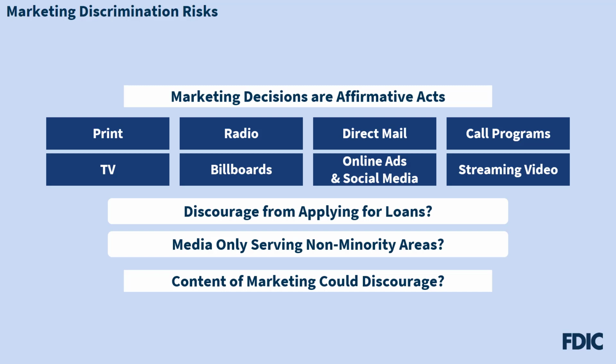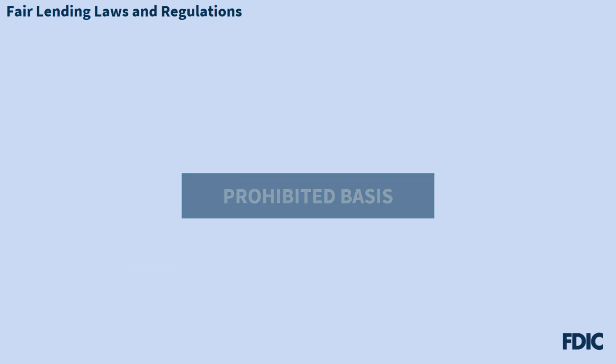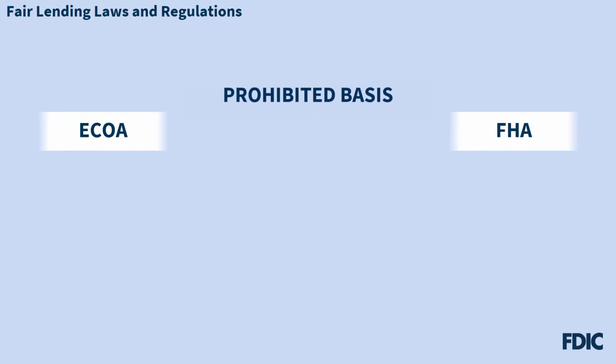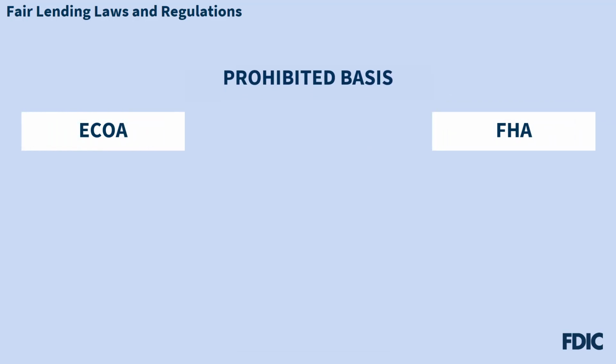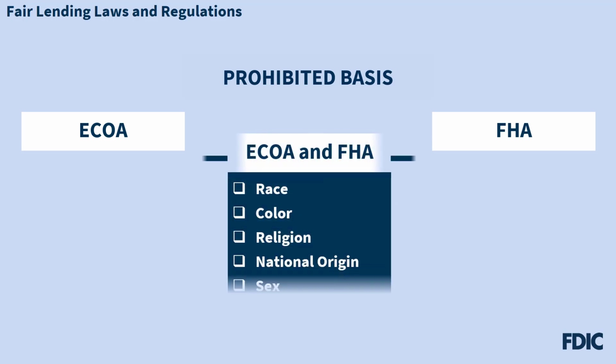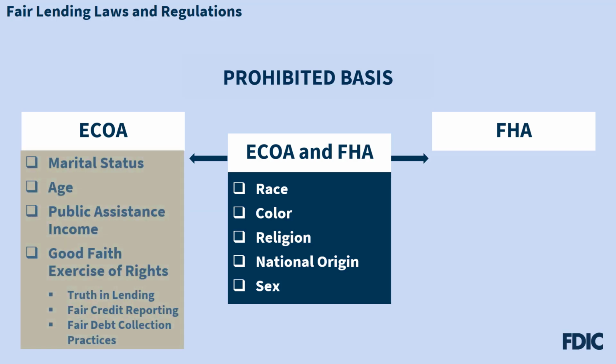But what is a prohibited basis? The prohibited bases are described in the two primary laws covering fair lending, the Equal Credit Opportunity Act, or ECOA, and the Fair Housing Act, or FHA. Both of these laws prohibit discrimination based on race or color, religion, national origin, and sex. ECOA also prohibits discrimination based on marital status, age, an applicant's receipt of income from a public assistance program, and an applicant's good faith exercise of any rights under the Consumer Credit Protection Act.